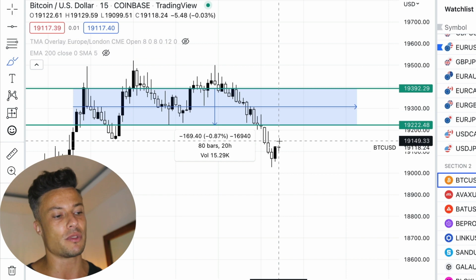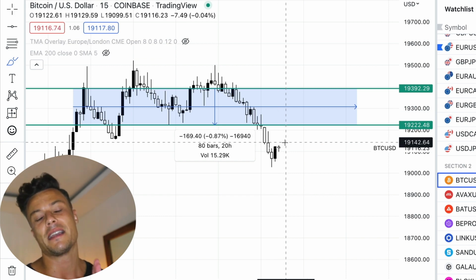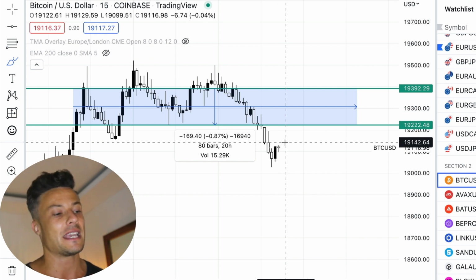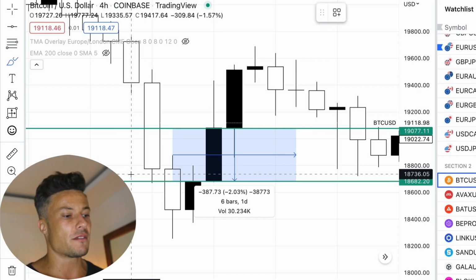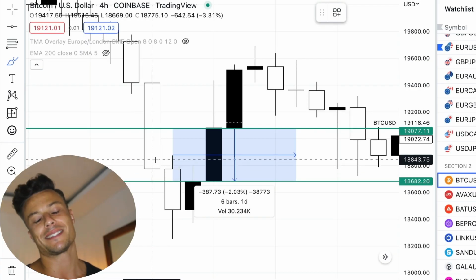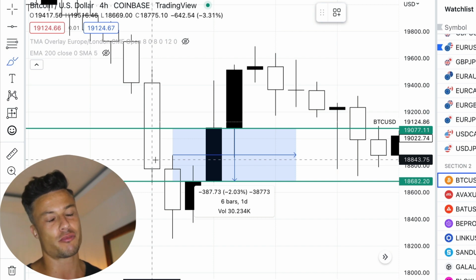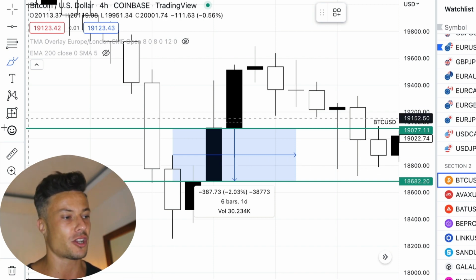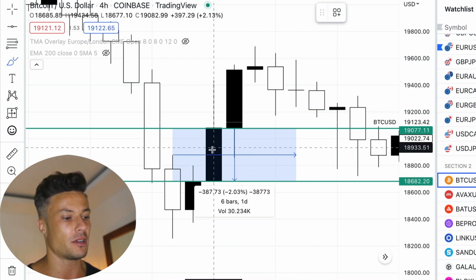I just wanted to show you with the confluence, but let's zoom back further in time and I'll show you what this looks like in terms of a good setup. So I can give you a good example, and I'm not just showing you this one because it's going to be a winning trade, because I promise you there's tons and tons of these. You can go back and backtest this all you want. But look at this candle here.